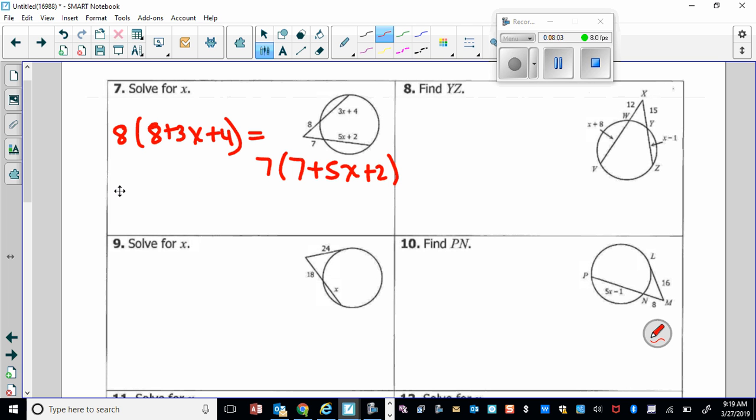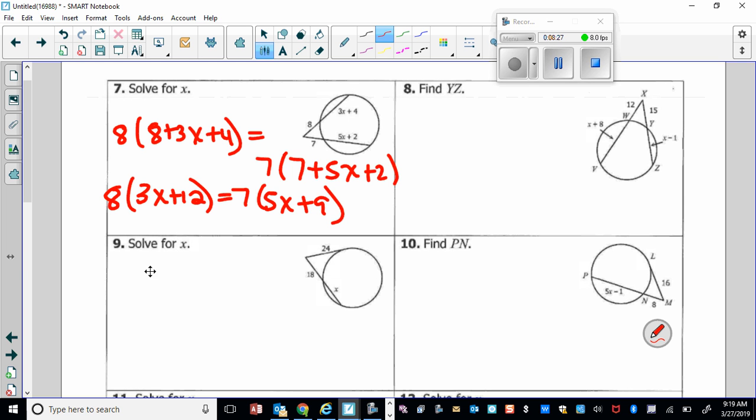But some of you probably just add it in your head and put it in, right? 8 plus 4 gives you 12, right? So 3x plus 12 is what I have, equals 7 times 7 plus 2 is 5x plus 9. You can do it that way too. And then distribute and just solve it.